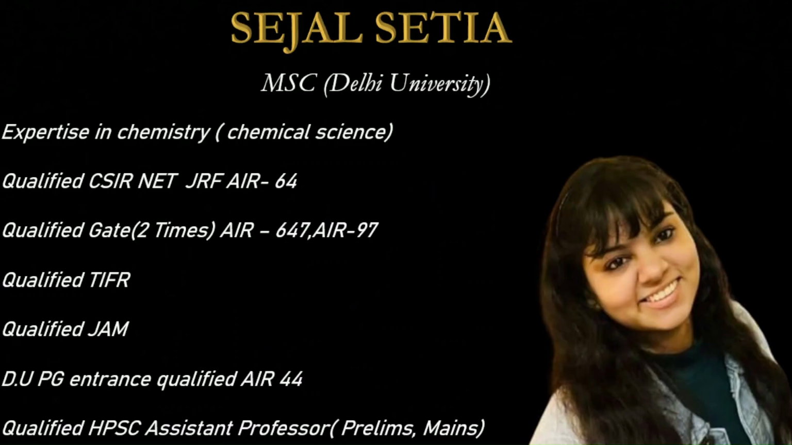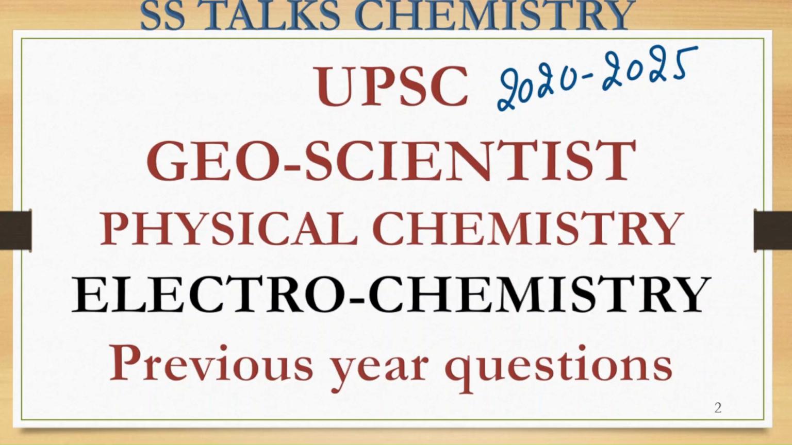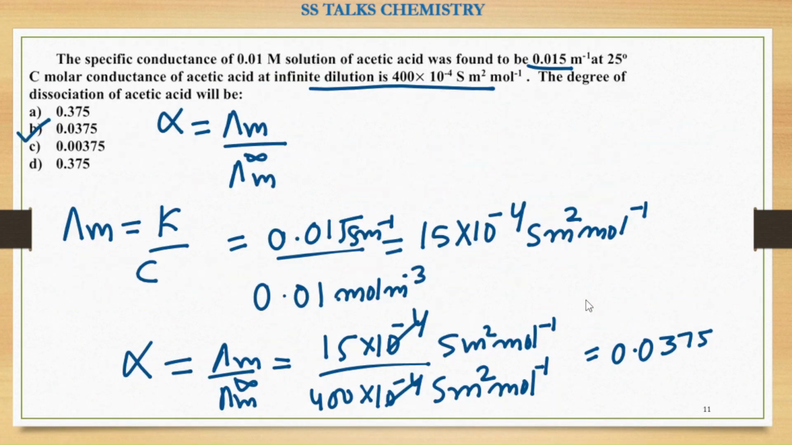So we were discussing the previous year questions of the UPSC Geoscientist exam, and in the physical chemistry portion we have started, the chapter we were discussing was electrochemistry. The first part of it we have already discussed, in which some of the questions we have covered. Now this is going to be part number 2 in this series of the electrochemistry chapter, where the remaining questions we are going to cover. So these were the questions that we discussed in the last class.